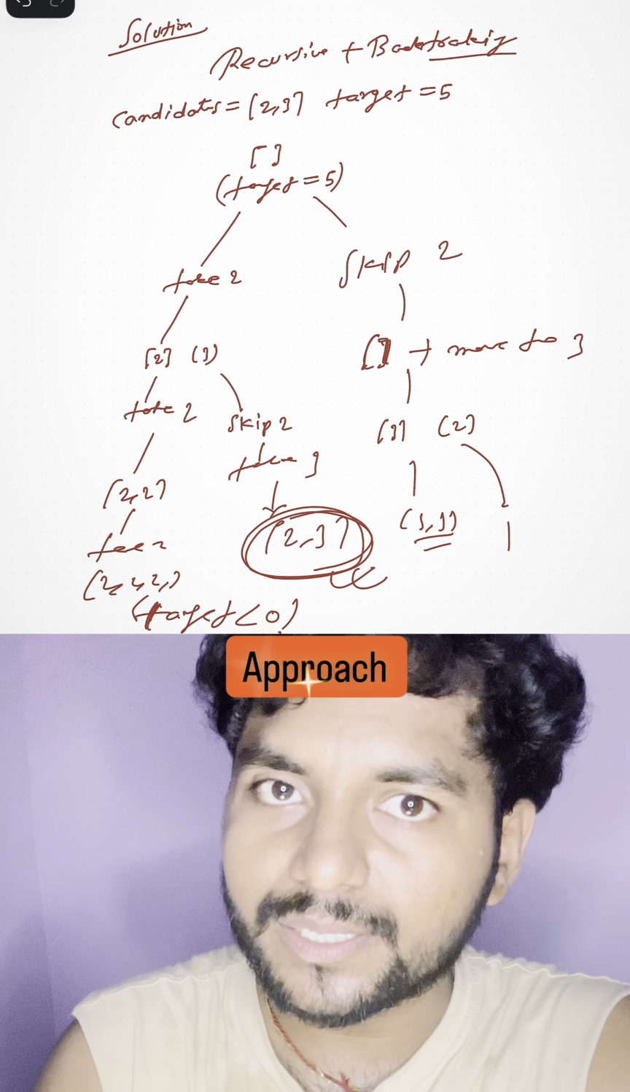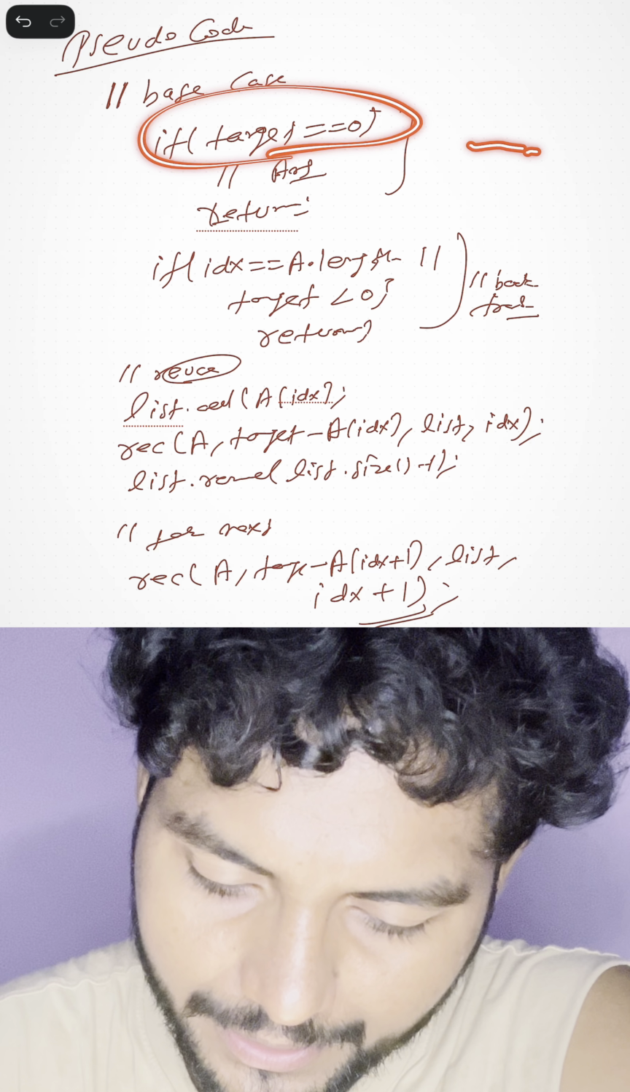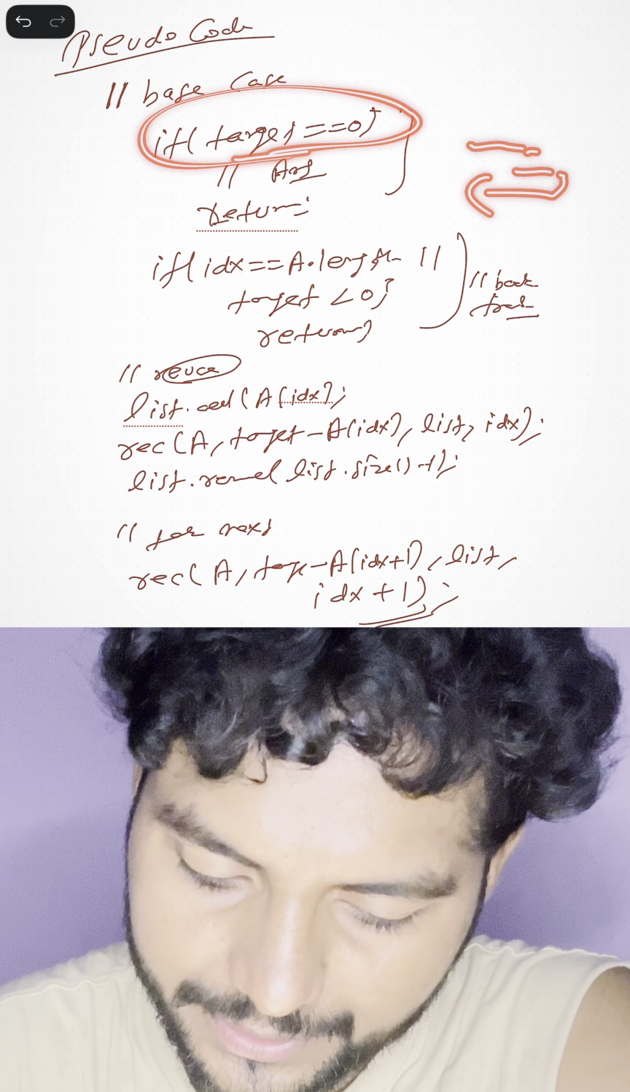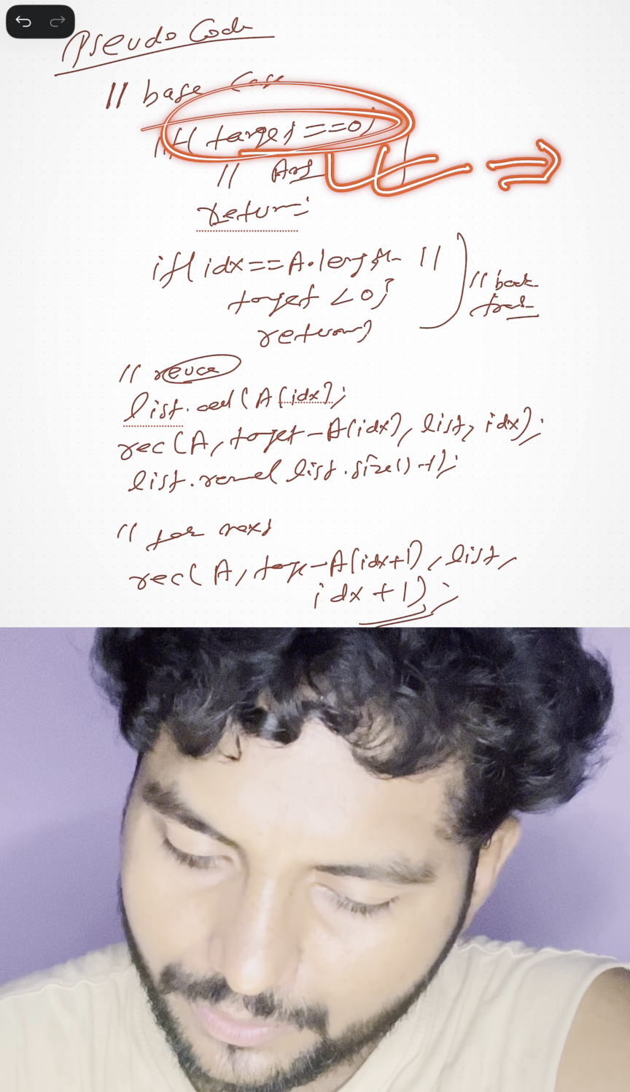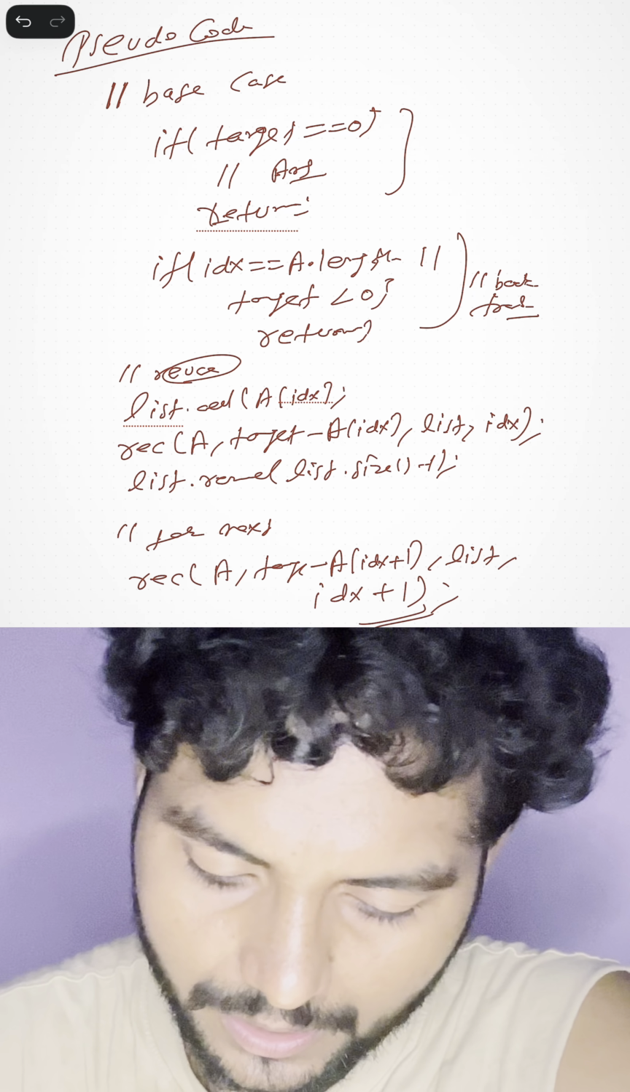Now the pseudocode. This is very interesting, and you can solve a lot of problems using this particular snippet. In this type of problem, the first thing is you need to figure out the base condition. Let's say we keep decrementing our target based on the selected candidate. There is one possibility that the target will be 0, and that's the place we can add that list to our final answer and then return.